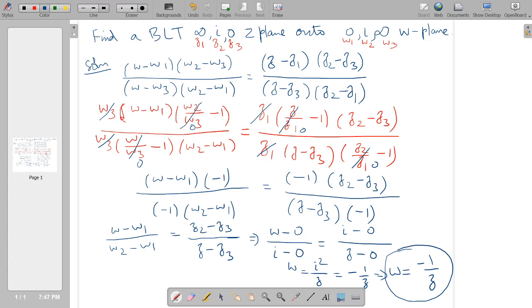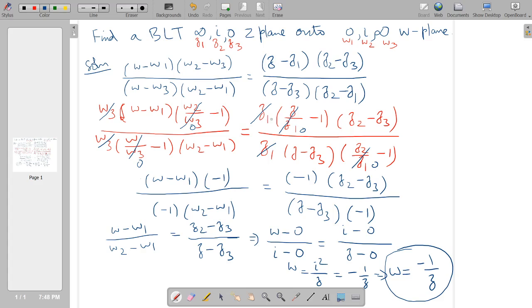So you can easily check this. When I substitute Z is equal to 0, I will have infinity. And when I substitute Z is equal to infinity, automatically it will become 0. And when I substitute Z is equal to I, I will have minus 1 by I. And when I multiply and divide with I, I will have W is equal to I.